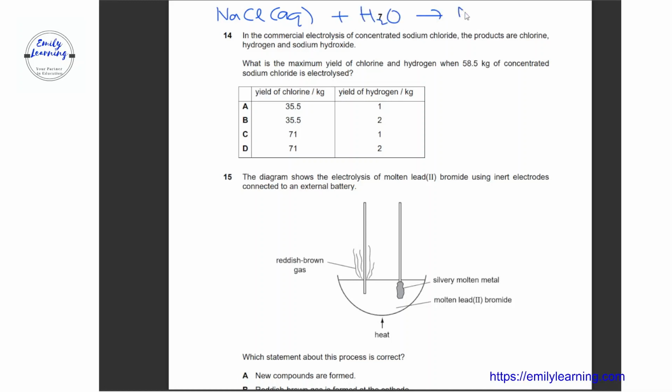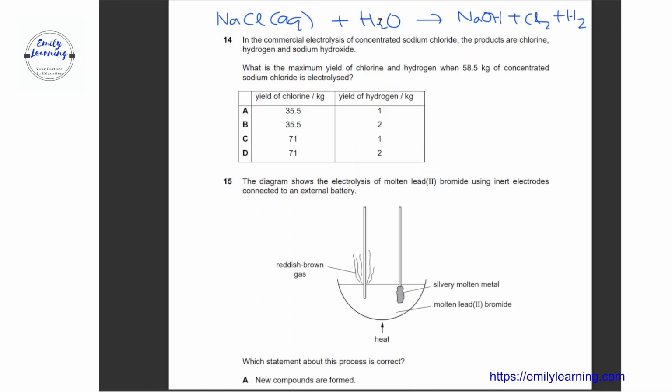So we know that the products are NaOH, chlorine and hydrogen. You know why I put the H2O? Because I know that the hydrogen comes from the H2O, because NaCl doesn't have any H. So we know that NaCl reacts with H2O. What do we get? We get NaOH plus Cl2 plus H2.